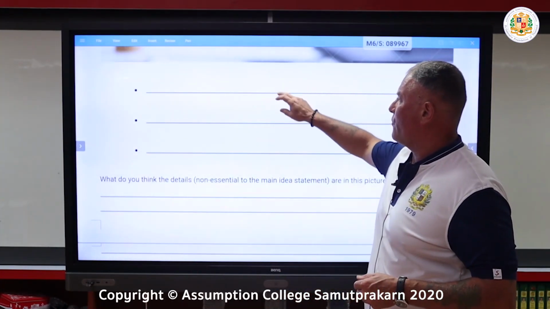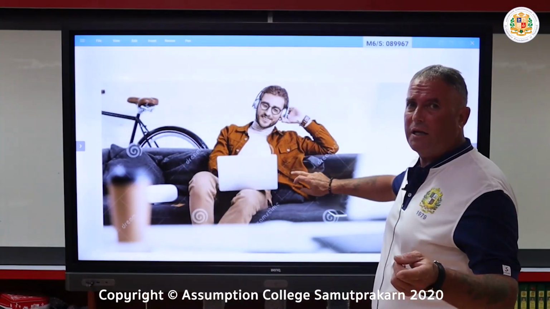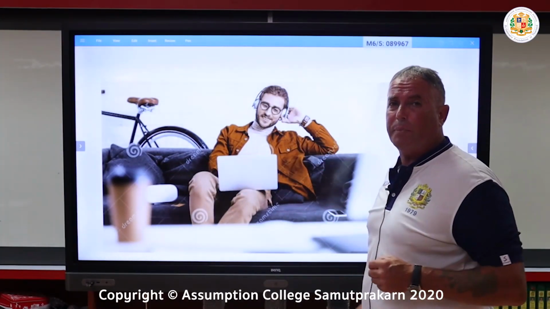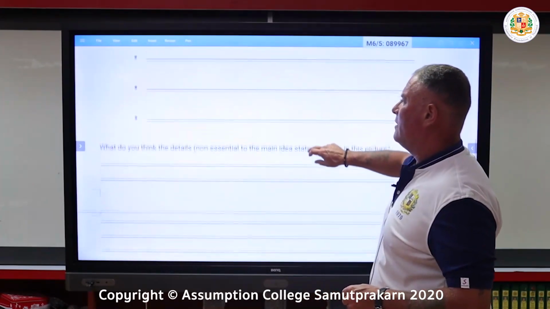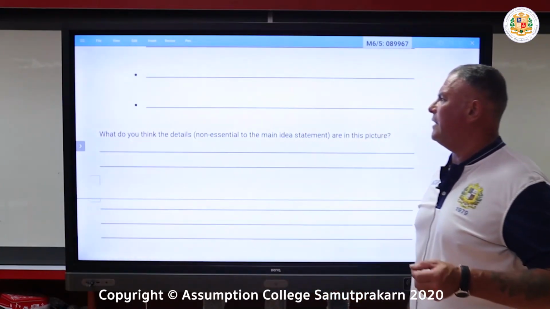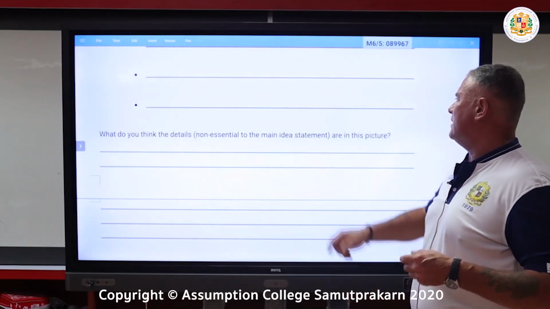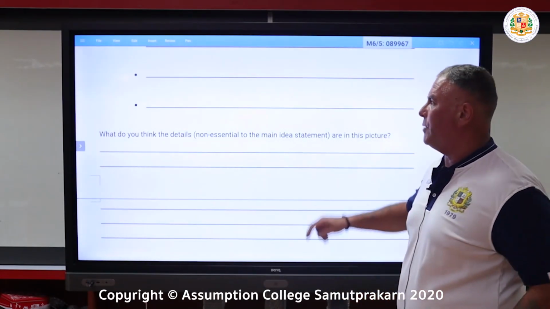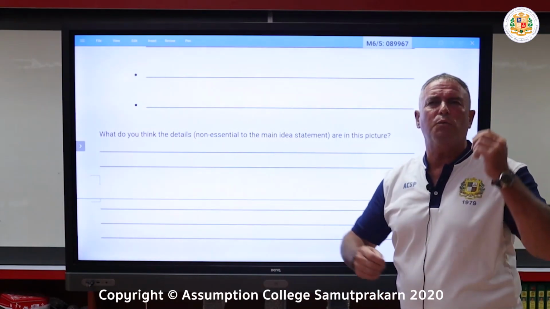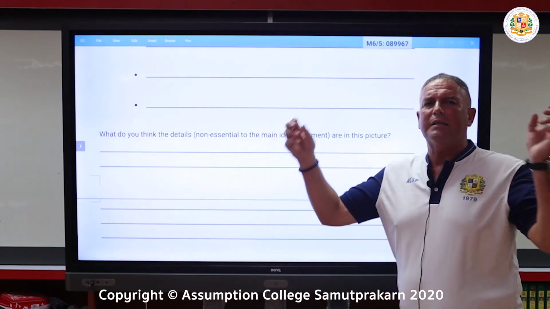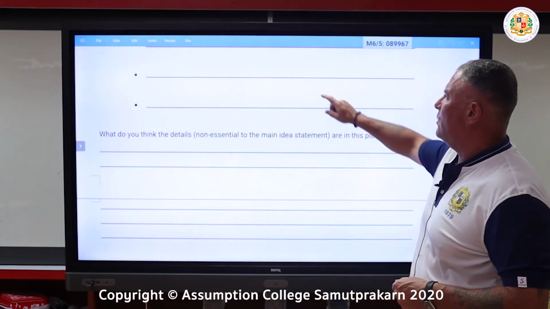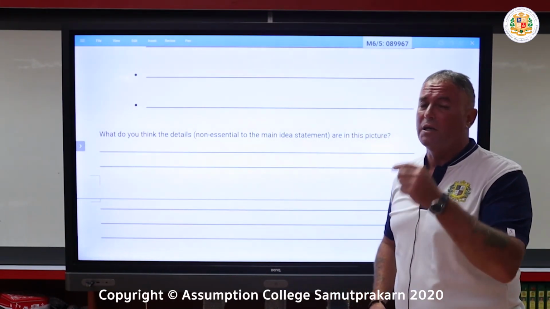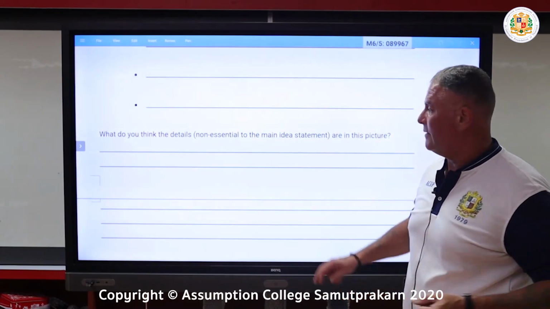So you give me 3, looking at the picture: what or who is the picture about, what are they doing? That is the main idea. Then, what do you think the details, the non-essential statements, are in this picture? So give me the details. What other things do you see that tell me what the main idea is about? So you have to give me 3 different statements using 10 words or less.